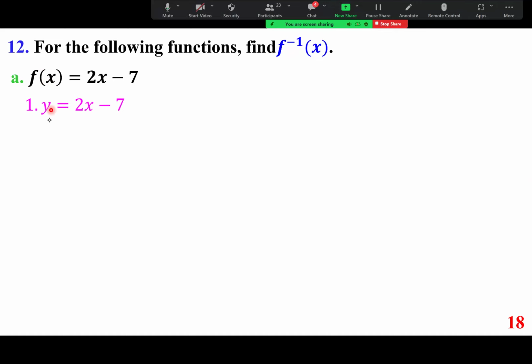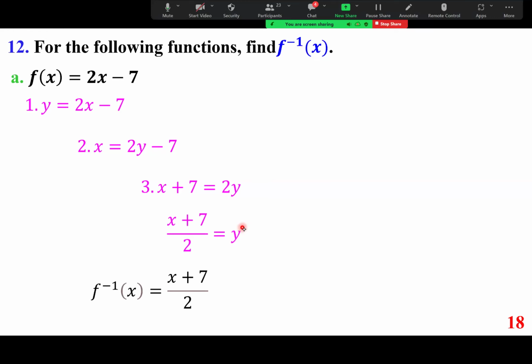The second step is to interchange x and y. And in this step, we do have the inverse. However, we solve for y. So x plus 7 is 2y. Divide by 2, and that's y. We are going to change the name to f inverse.